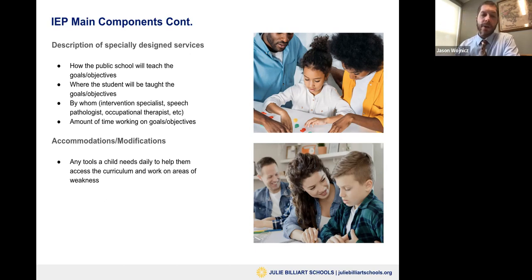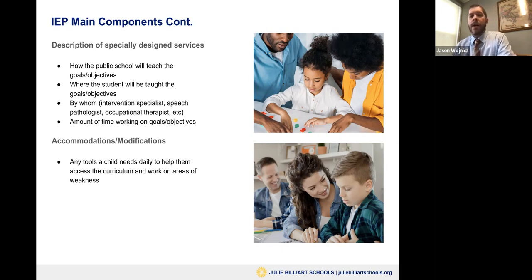Then you get to the academic goal. Then you talk about, okay, for this math goal, when the child is working on their math fluency, they are going to be working on this goal this many days of the week for this many minutes each day. So, when you think about the specially designed services section of the IEP, again, a very critical component of the IEP, it's really going to outline who's going to be working with the child, where they're going to be working, and for how long. Those are 3 critical components that are built into the specially designed services.